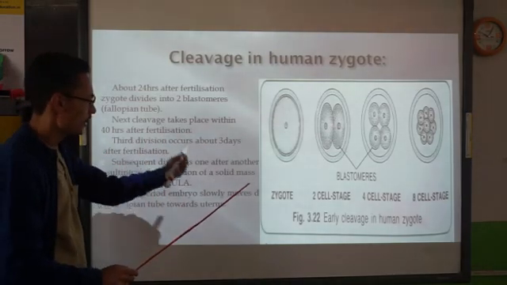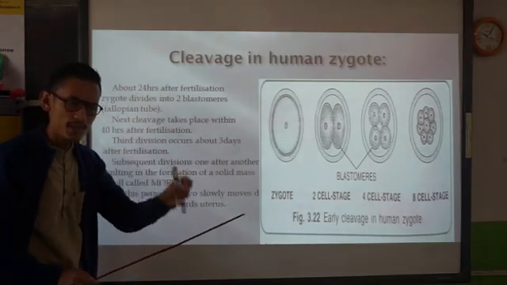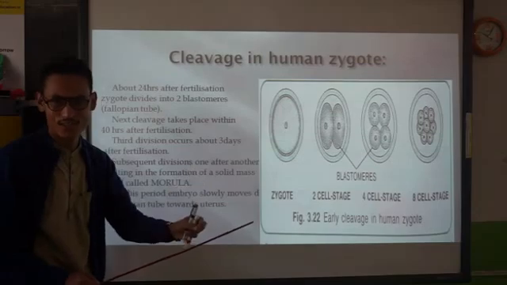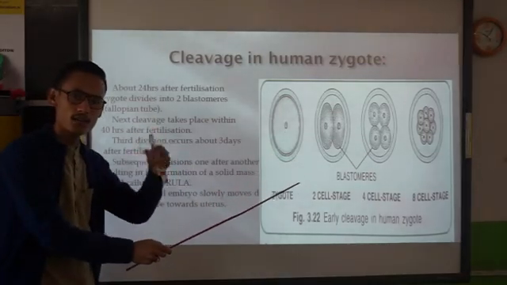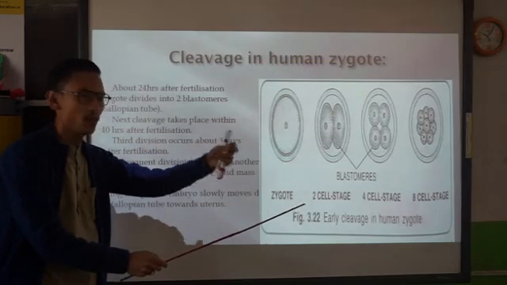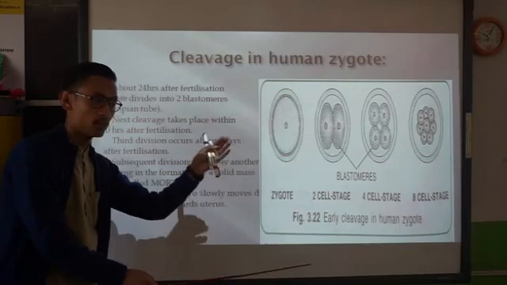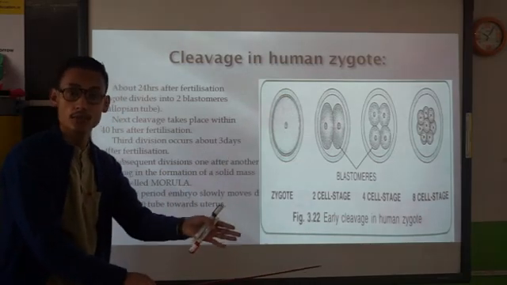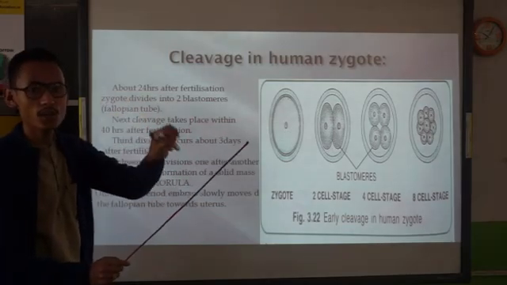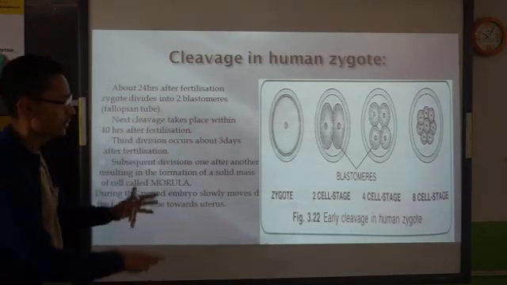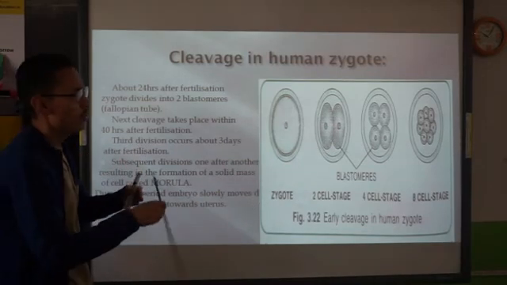Now why are we saying that the next cleavage occurs? Because cleavage is repeated mitotic divisions where the cell, the zygote, the single cell, has to divide continuously to form a 16 or 32 cell stage called morula, which has to finally change into the blastocyst. So the next cleavage takes place within 40 hours after fertilization. That means from the 2 cell stage it has to form the 4 cell stage.